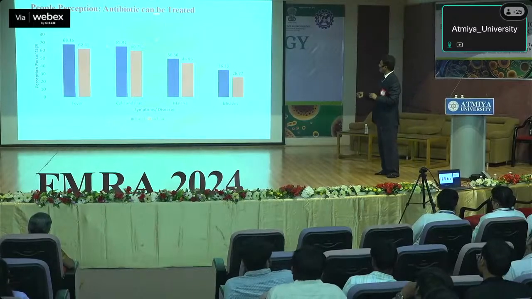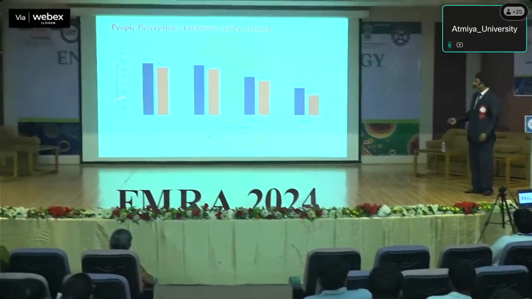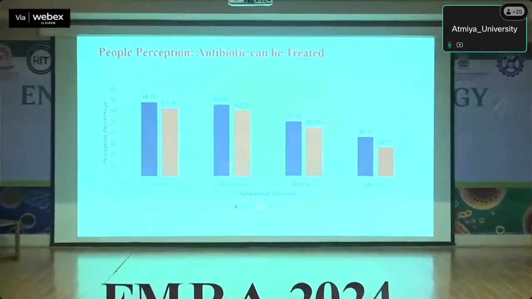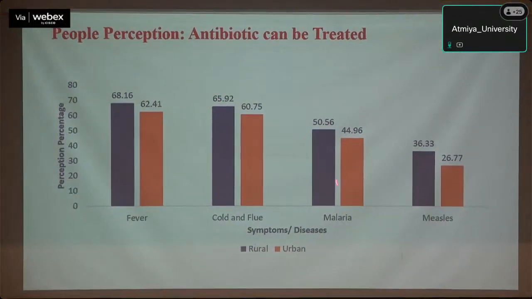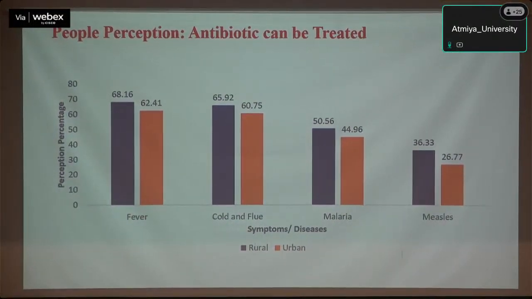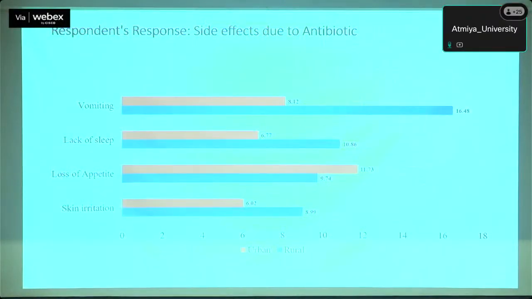So people's perception about antibiotics can be repeated. For fever, people use it 70%. Common cold, again around 60 to 65%. 50% for malaria and 40% for measles. So these are infections or conditions that can never be treated by antibacterial antibiotics. Yet so much use is happening.